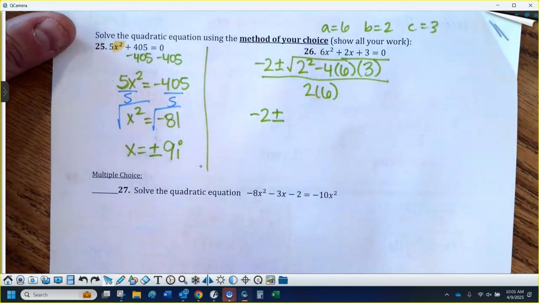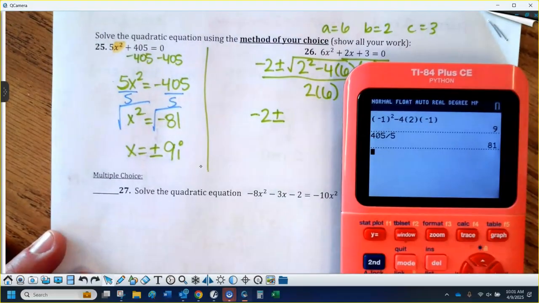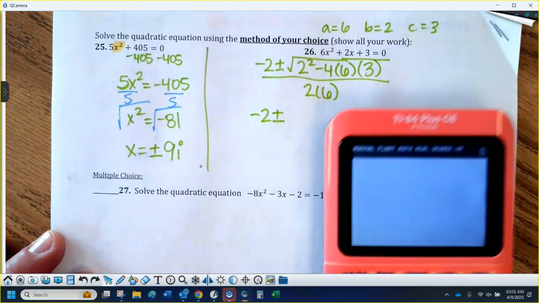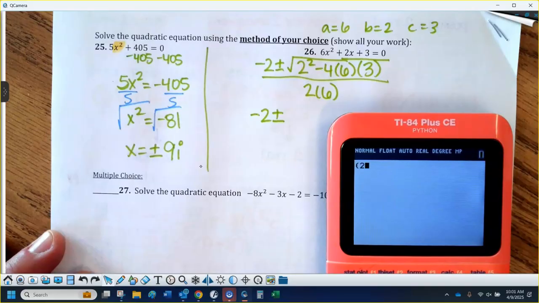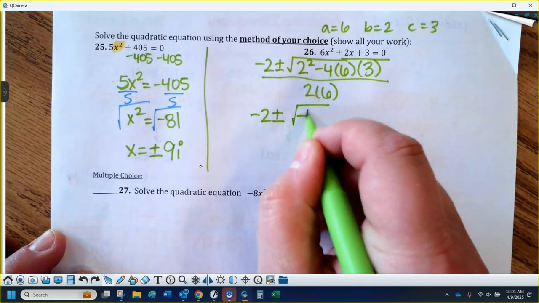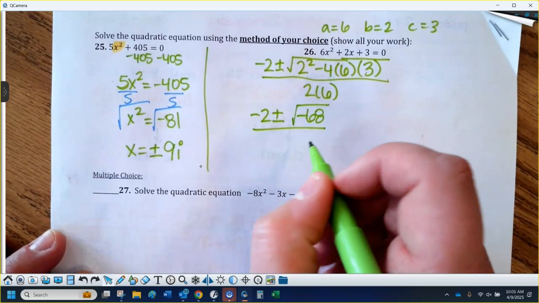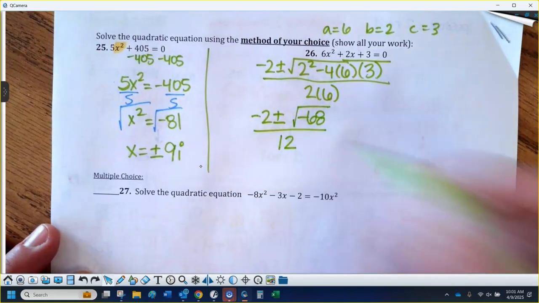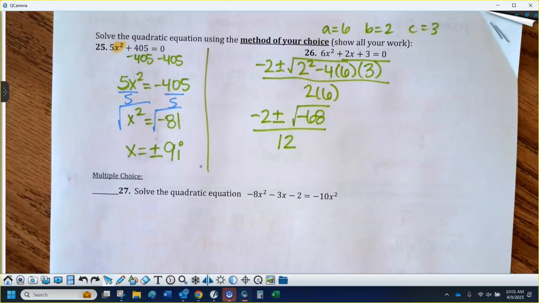Okay, now, I'm not going to lie to you, this one's a little bit hard to break down, but when you go ahead and do what's under the square root, so I'm doing 2 squared, 4 times 6 times 3. I'm not including the square root, I'm just doing what's under the square root. This is negative 68. The bottom of that fraction would be 12.